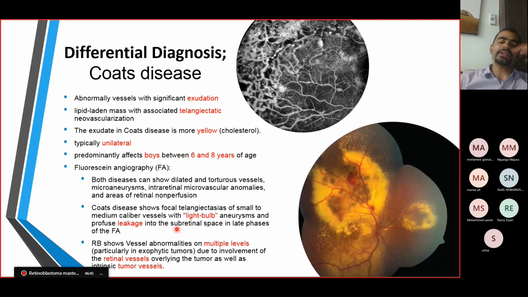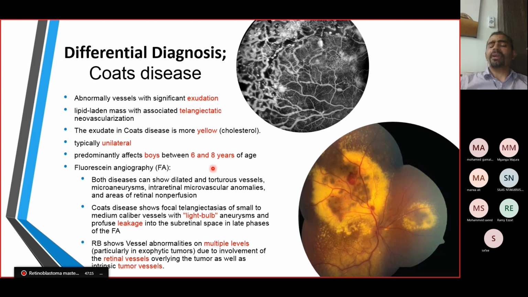So the things against Coats disease, which will make you think that it's retinoblastoma: if it's bilateral, then it's mostly retinoblastoma. If it's whitish rather than yellowish, it's mostly retinoblastoma. If there are no telangiectatic blood vessels, it's mostly retinoblastoma. If there is calcification, it's mostly retinoblastoma. If it's in a girl rather than a boy, it's mostly, but not conclusively, retinoblastoma. If it's in a younger age group, it's retinoblastoma rather than Coats disease. Why is it important to differentiate?